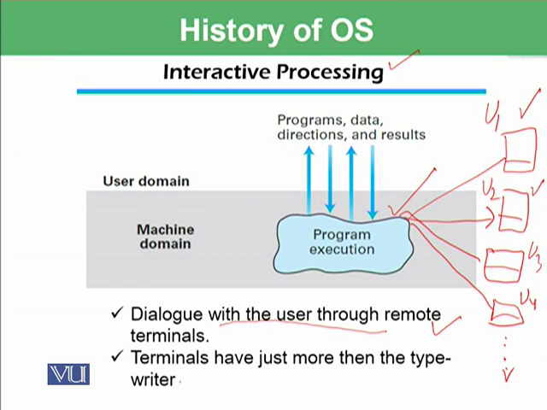At that time, approximately 30 users were very efficiently serviced by such systems. So this interactive processing made it possible for users to communicate, discuss, and see the results that their program has produced.